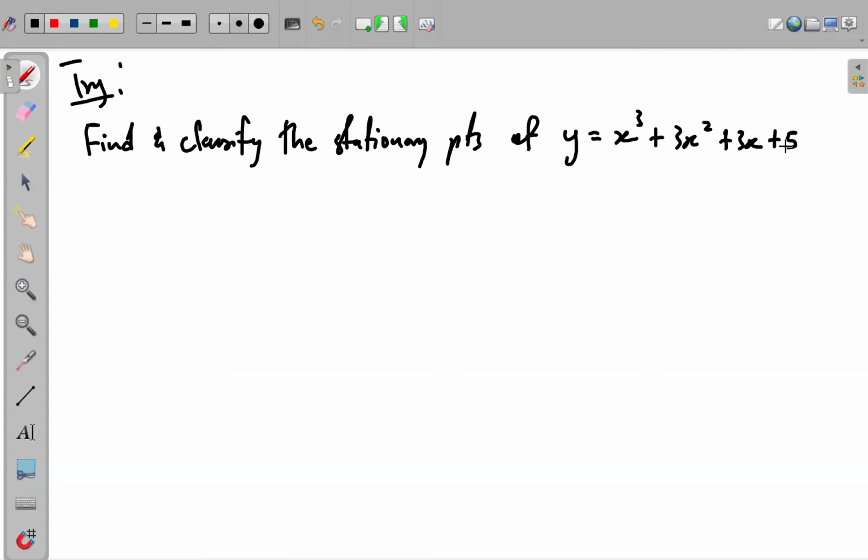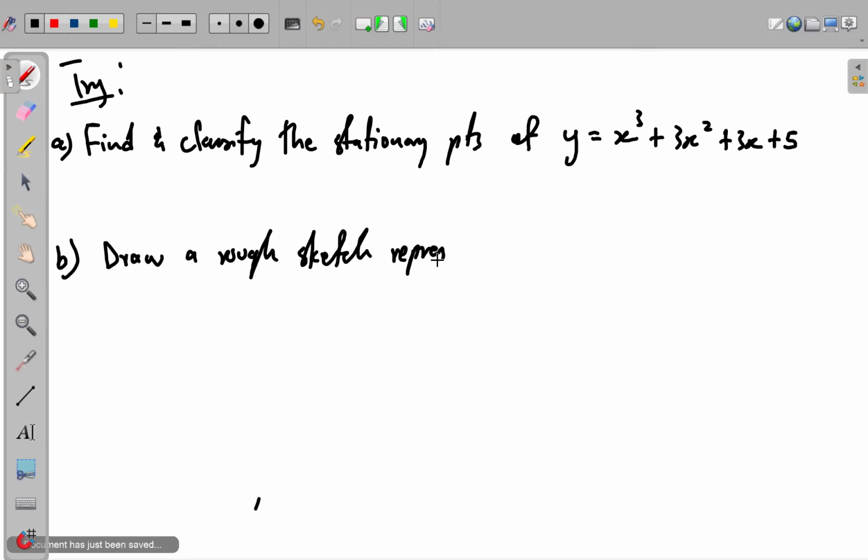Now, what does that mean? It means you will tell me whether that stationary point is a local maximum or a local minimum. That's what we mean by classify. Describe it for me. Is it a local minimum or a local maximum? So that will be part A. Part B, once you have done that, I would want you to draw a rough sketch representing y, representing the above, basically.